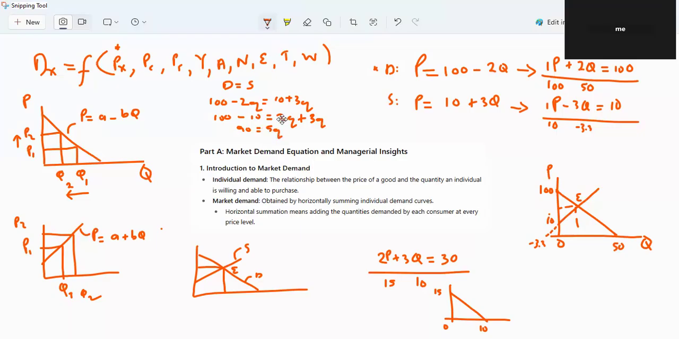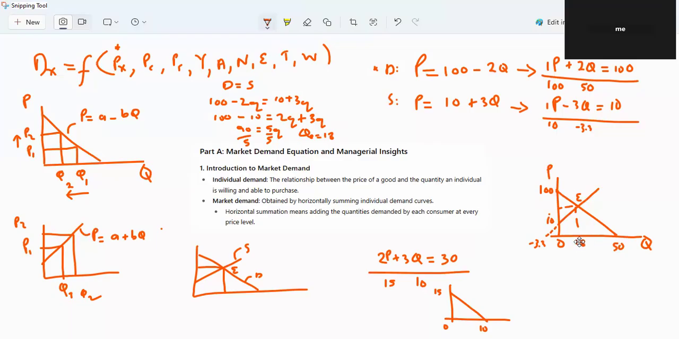Okay. So 2 plus 3 is 5. We divide both sides by 5. So when we divide 5 into 90, our equilibrium quantity becomes 18. So where there's Q, we're going to put 18. This is 18 here.